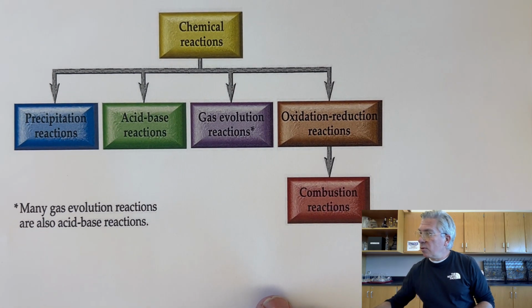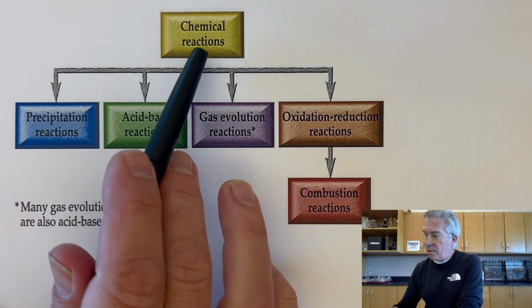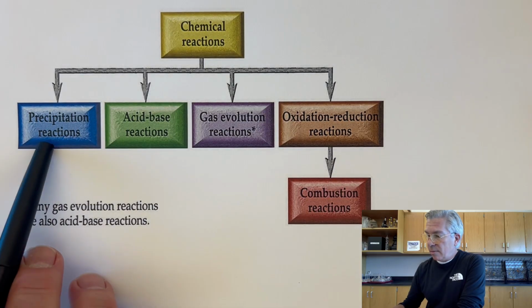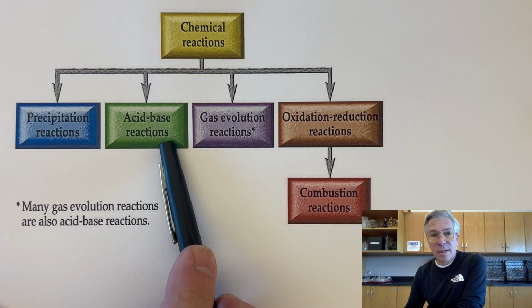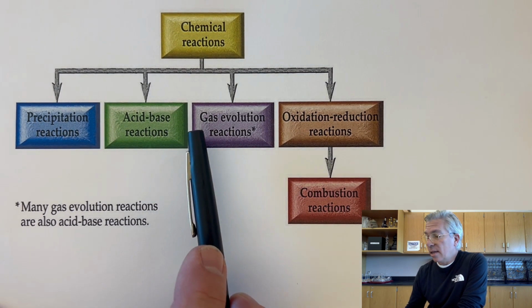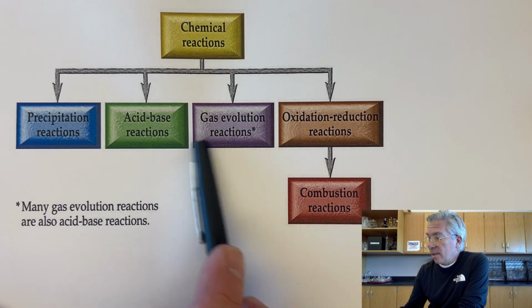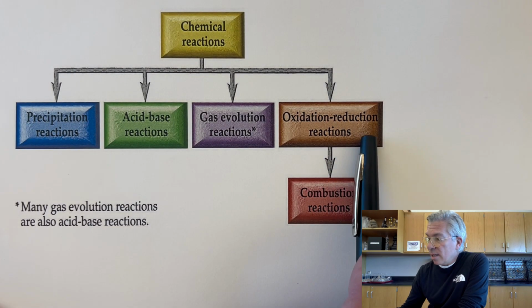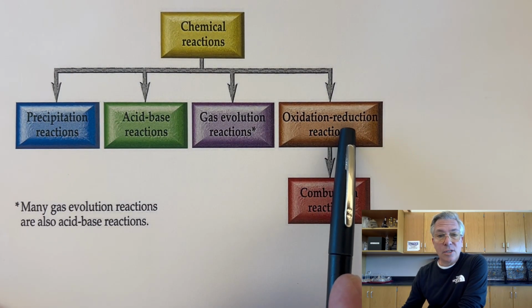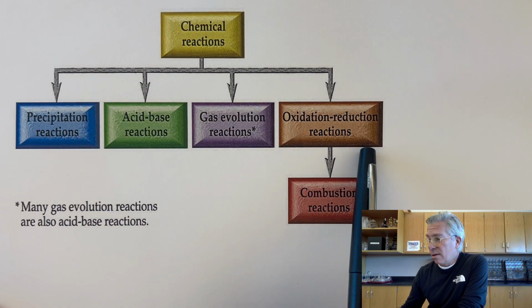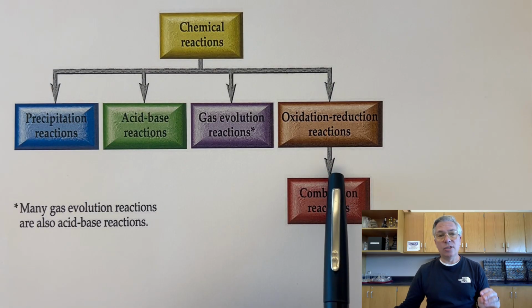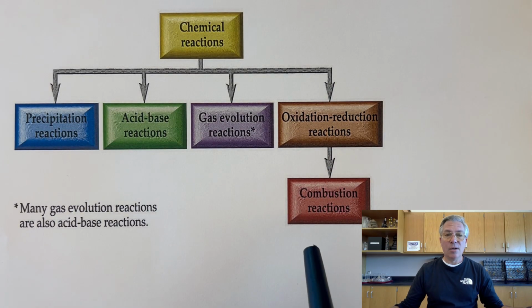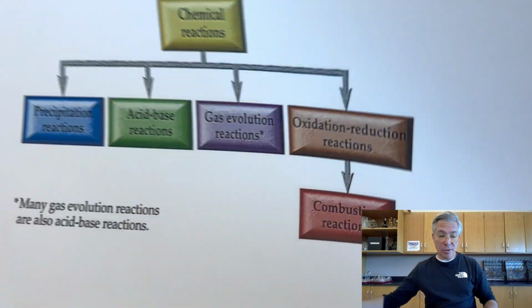All right, here is a nice little flow chart organizing our information. Chemical reactions as an umbrella term: precipitation, acid-base, and that sometimes includes gas evolution reactions, like the reaction of an acid with a carbonate, for example, gives you some gas, and oxidation-reduction reactions, which involve a change in oxidation state. Combustion reactions, quick note, are a nice little subset of oxidation-reduction reactions. Combustions happen when oxygen goes in and oxidizes something else while it gets reduced. And there's a lot of those.